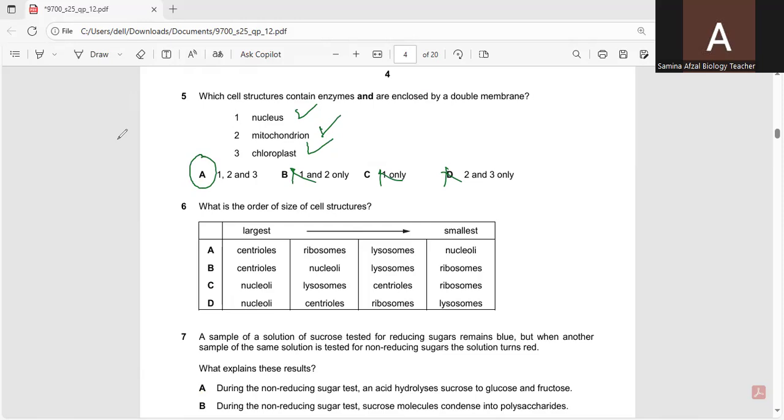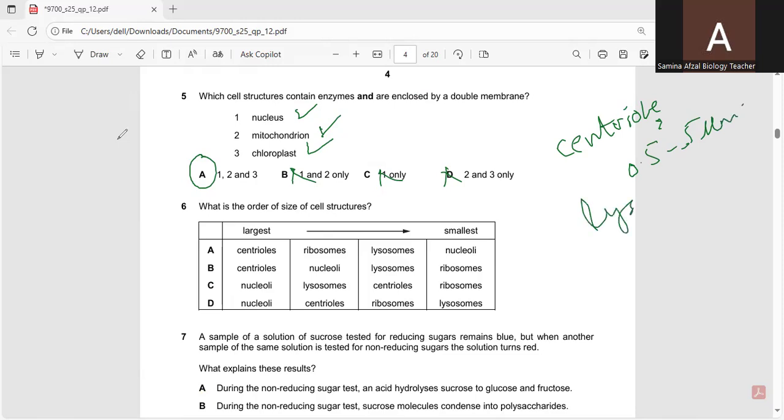Now we will move towards question number 6, and question number 6 is, what is the order of size of cell structures? So they have given us 4 structures, and we have to arrange these cellular structures. First of all, I'm going to write that centrioles are 0.5 to 5 micrometer size.